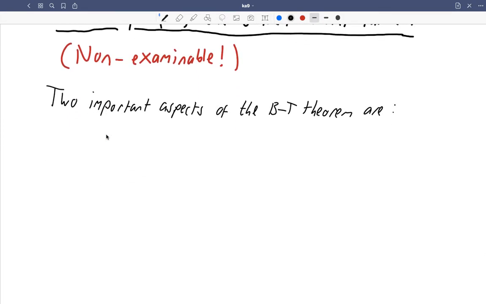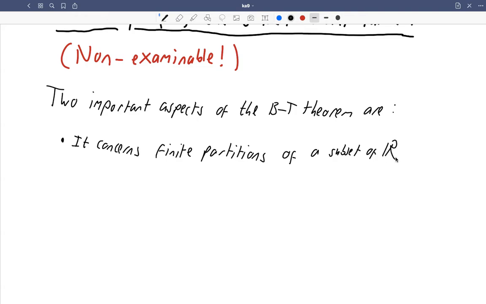So it concerns finite partitions. Remember, a partition is just dividing a set into a number of disjoint pieces, subsets. So it concerns finite partitions of a subset of 3-dimensional space, R cubed.